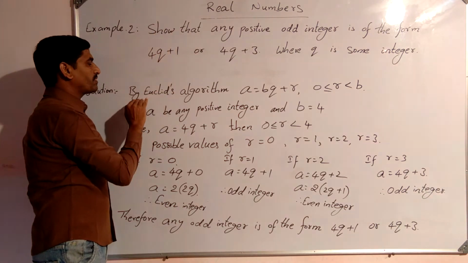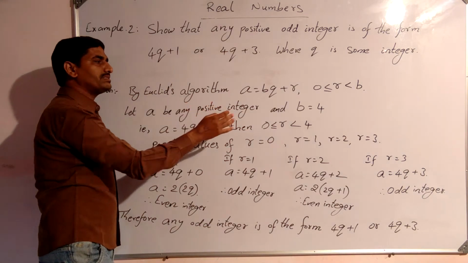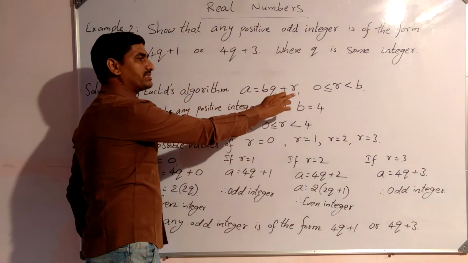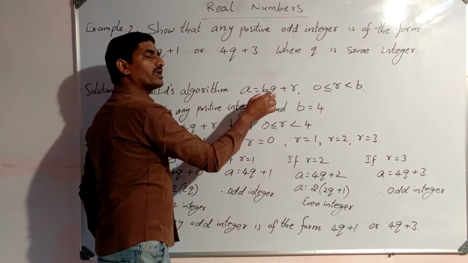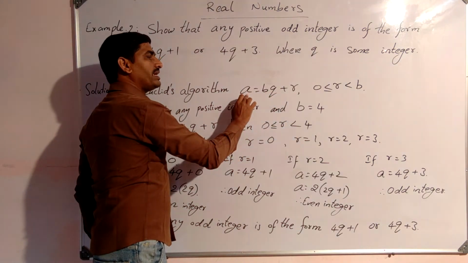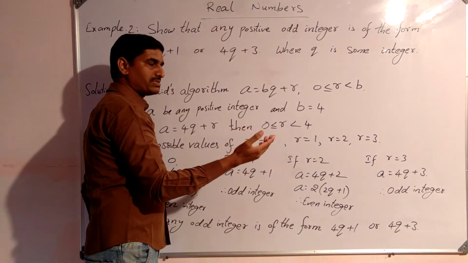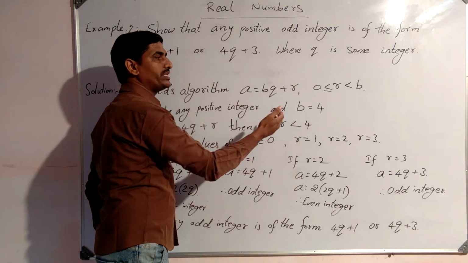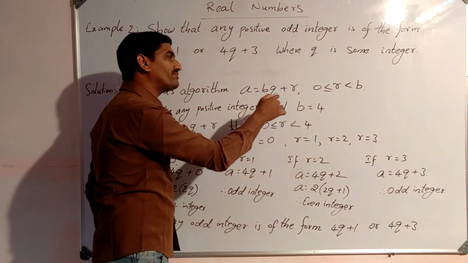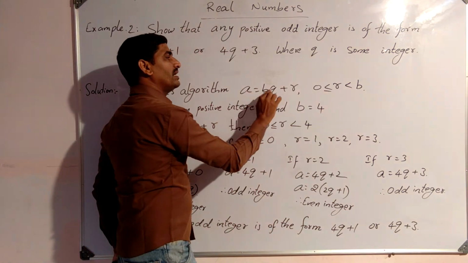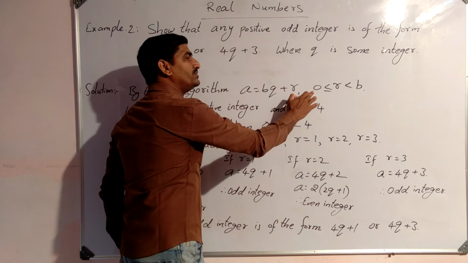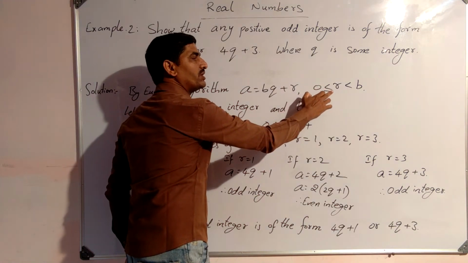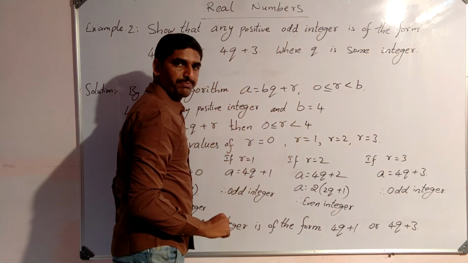By Euclid's algorithm, we know that a is equal to bq plus r. a and b are any positive integers, and q and r are some integers. a is greater than b, a is the maximum and b is the minimum, q is the quotient, r is the remainder. The condition for the remainder is that r lies between 0 and b, that is 0 is less than or equal to r less than b.